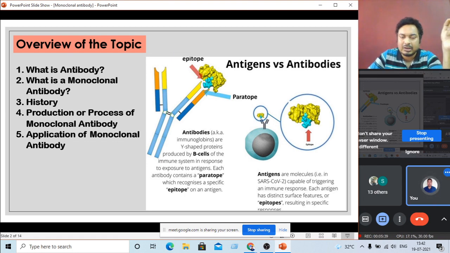Just like that, these antibodies are responsible to identify different types of antigens, which are foreign particles, not self particles. Antigens are basically all foreign particles. Based on that, our antibodies are developed and they can recognize the antigens. So this is the basic knowledge about the antibody.